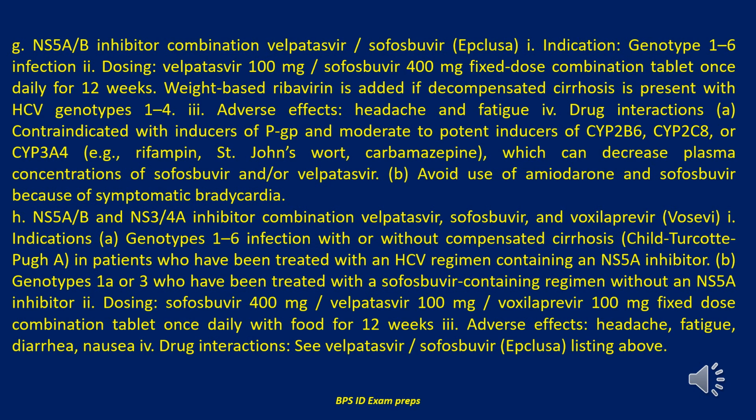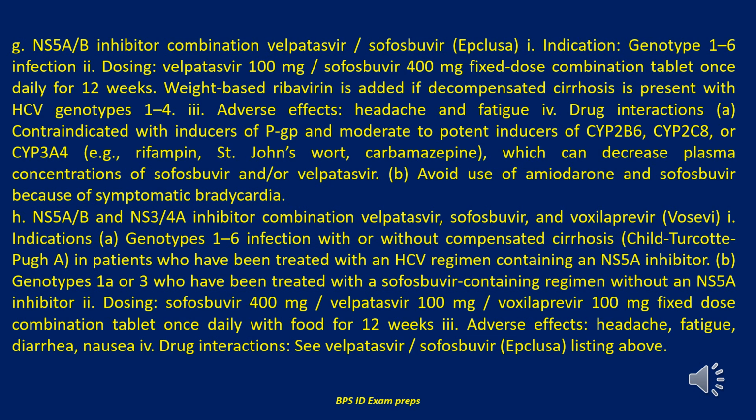4. Due to drug interactions, a. It is contraindicated with inducers of PGP and moderate to potent inducers of CYP2B6, CYP2C8, or CYP3A4, e.g., rifampin, St. John's wort, and carbamazepine, which can decrease plasma concentrations of sofosbuvir and/or velpatasvir. B. We should avoid use of amiodarone and sofosbuvir because of symptomatic bradycardia.